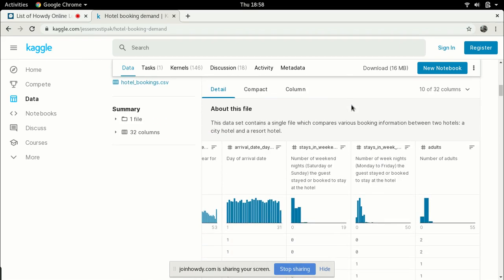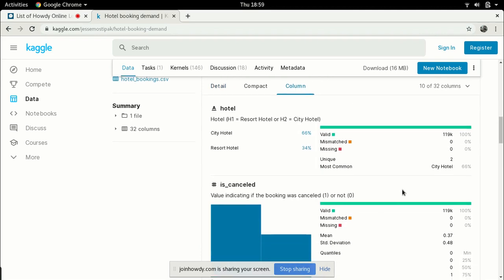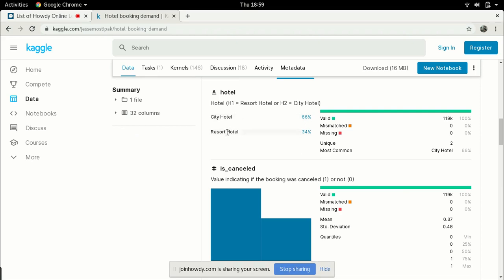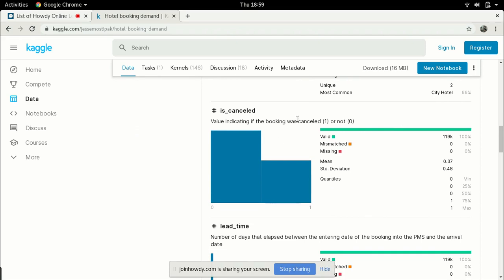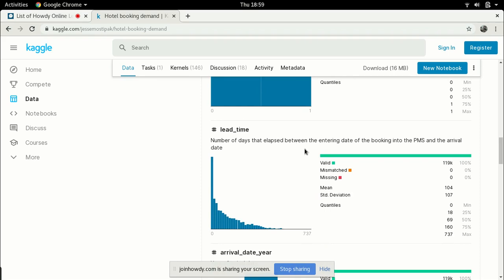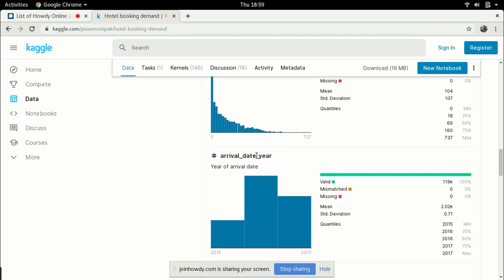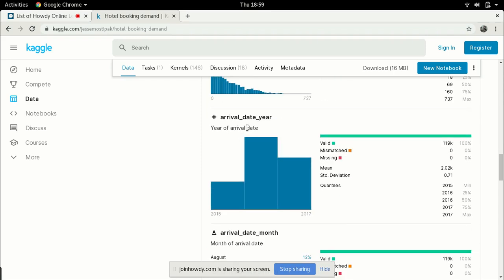Alright, so there are 32 columns. Let's have a look at the columns. So one is the hotel, that is a city hotel or a resort hotel. If the booking is cancelled or not. The lead time, that is the number of times elapsed between the entry date of the booking and the arrival date. So this is a very interesting thing. How much in advance should you book to get a reasonable deal? Then the arrival date. So is it peak season or poor season? That's also pretty good.